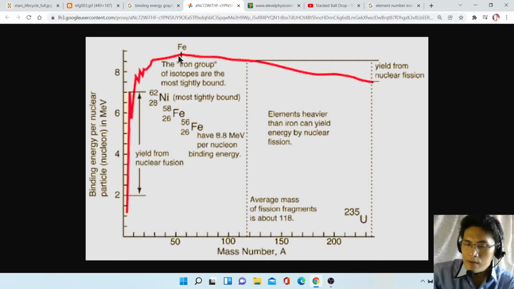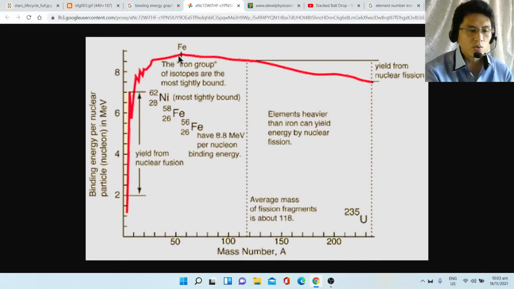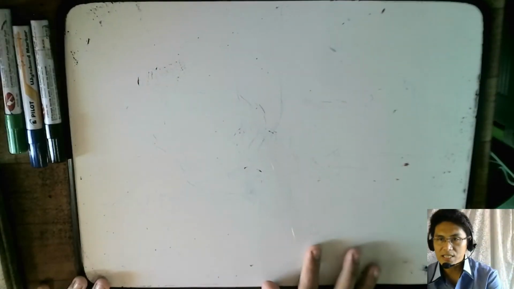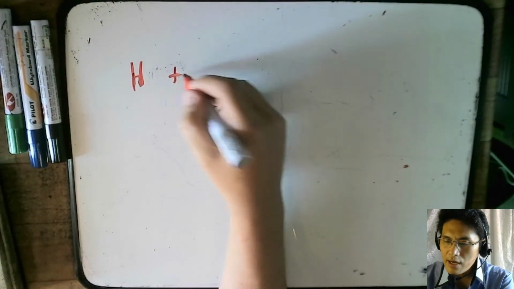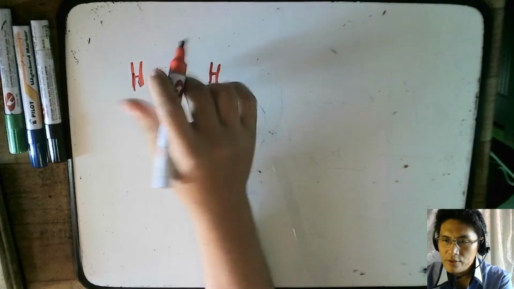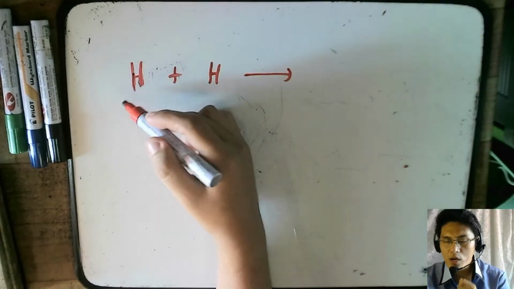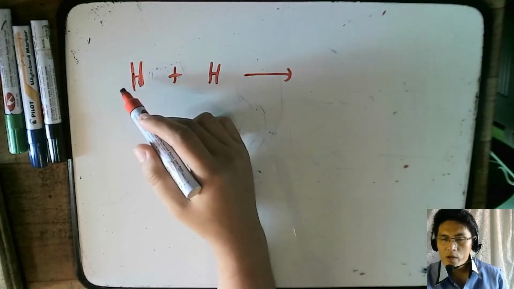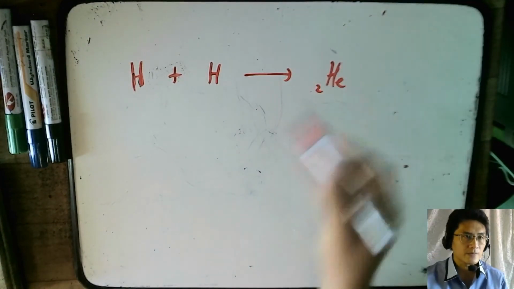And why is that important? That's important if you want to understand what fusion does. Okay? So what fusion does is you have, for example, hydrogen, and hydrogen would fuse together. Hydrogen is element number one. So element number one plus element number one will become element number two, helium.